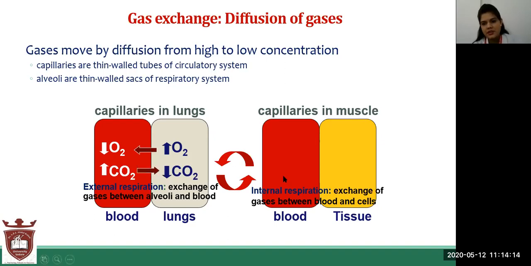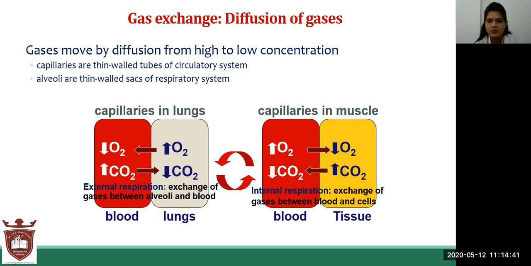This is internal respiration, meaning exchange of gases between blood and cells, blood and tissues. Here in this blood, as we have seen, oxygen content is more, whereas in tissue oxygen content is less. So oxygen moves from blood to tissues, and in blood carbon dioxide content is less, whereas in tissues it is more. So carbon dioxide moves from tissues to blood.